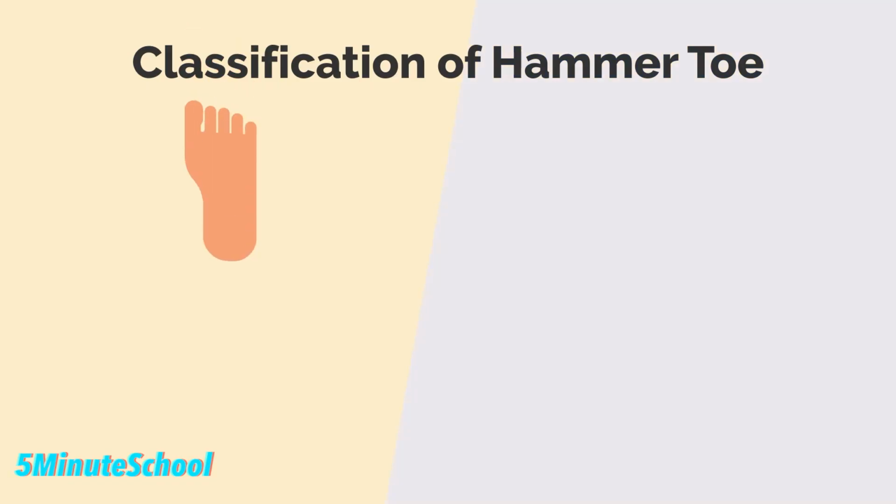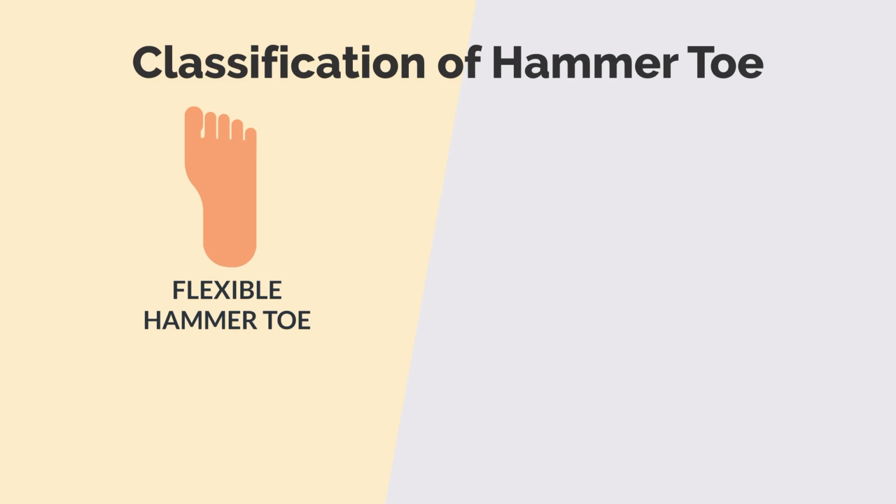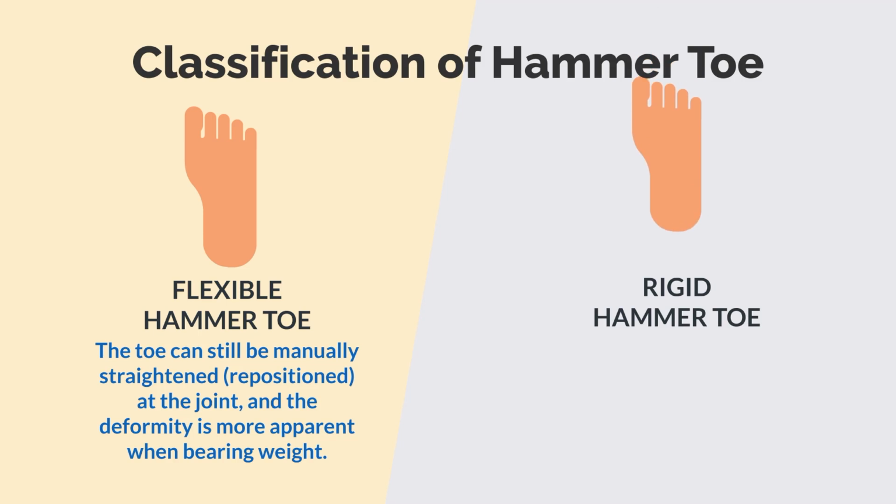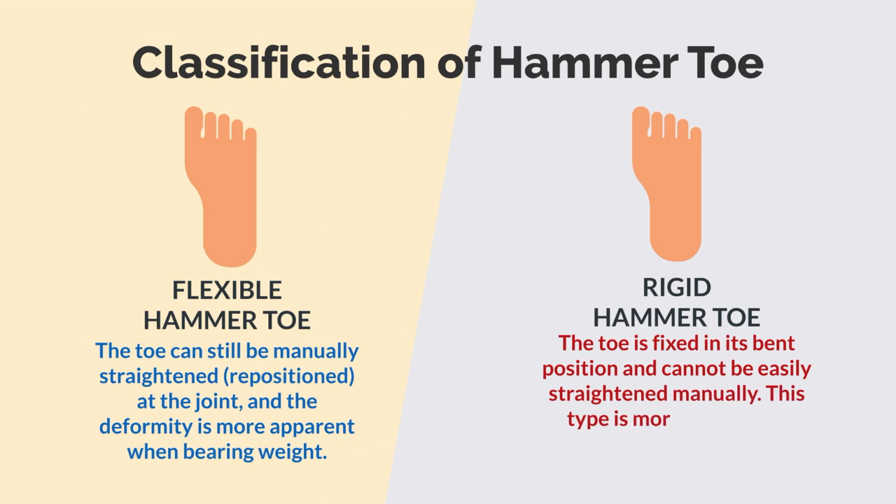So we can classify hammer toe into two main types. We have the flexible type, otherwise known as flexible hammer toe. In this type, the toe can still be manually straightened or repositioned at the joint, and the deformity is more apparent when bearing weight. Rigid hammer toe is the second type, and this is when the toe is fixed in its bent position and cannot be easily straightened manually. This type is more severe and often requires more aggressive treatment.